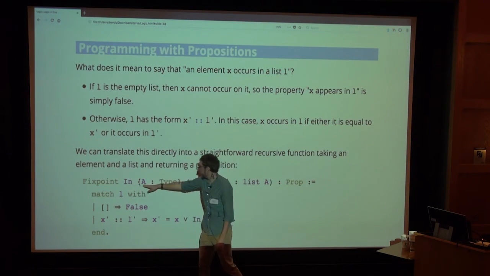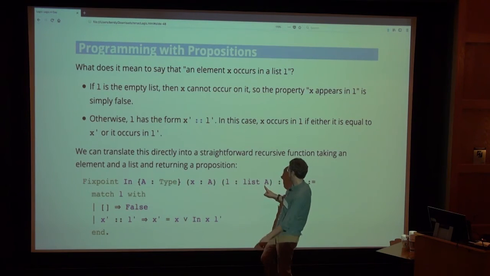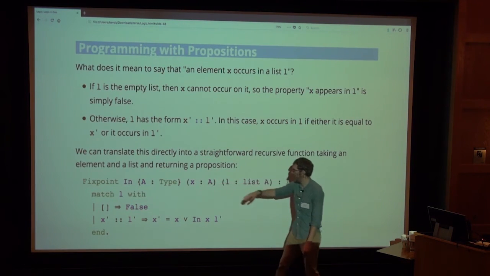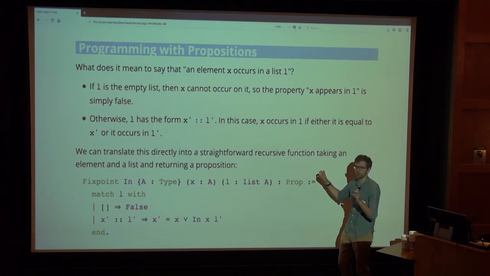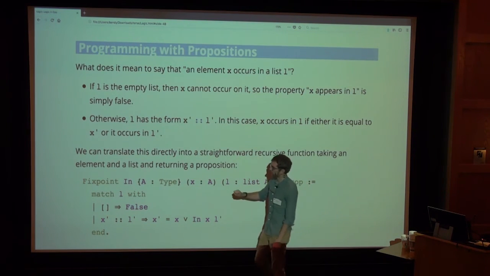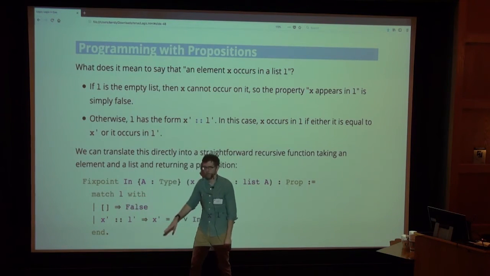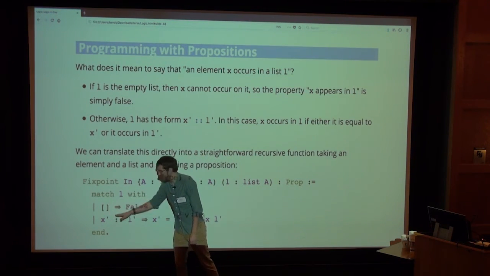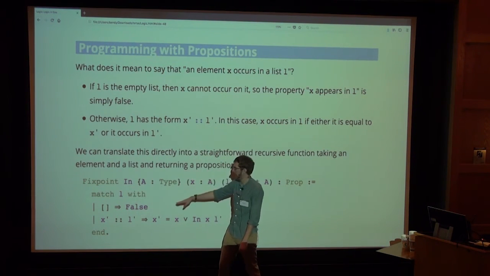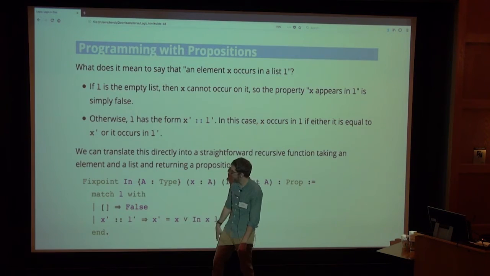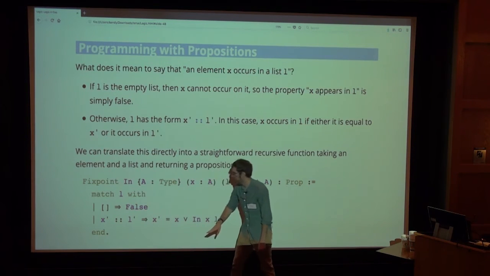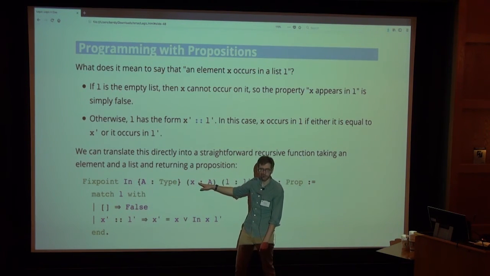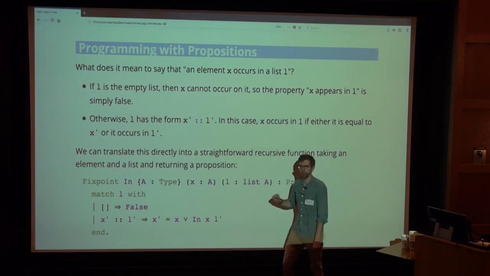So this is a fixed point. It's going to take some type of the list. It's going to take some element of that, some value of that type, and it's going to return a proposition, right? This is just like as before we defined this is3 proposition, right? Only now it's a little bit more complicated because we're going to define this recursively. So what are we going to do? We're going to match L. In the case that L is the empty list, well, this could never hold, so X could not be an element of the empty list. Otherwise, if we have this cons case, either X prime is equal to this element, right, if X is in the list, or X must be in the sublist.